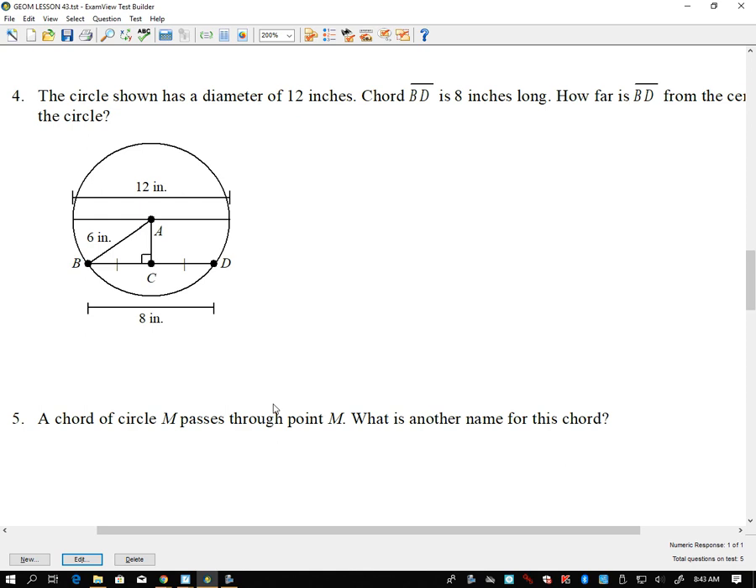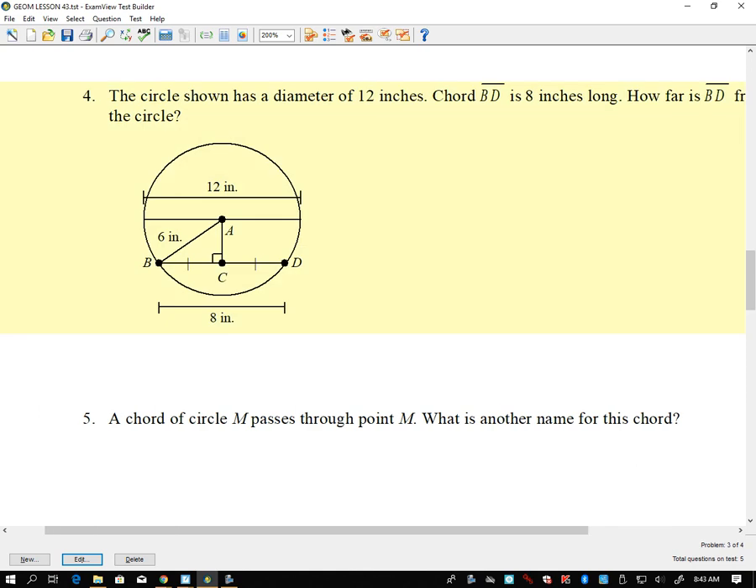Notice that BD is 8 inches, right? So could I find out what the distance of BC is? What's the distance of BC? 4 inches. All right, so that's 4. What is this BA line? It's 6 inches, but what would we name that line?